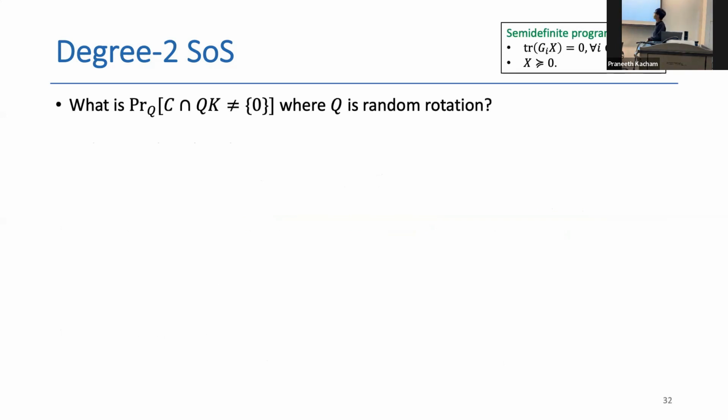Remember that our linear subspace K is a random subspace. So the question is, what is this probability, where Q is a random rotation and K is a fixed linear subspace of a certain dimension? This is a question in conic geometry. This is why I think this section is pretty cool and I want to talk about it.